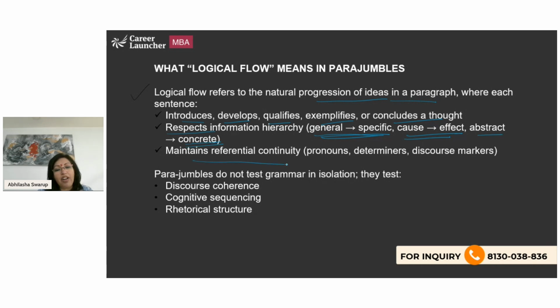You remember to maintain referential continuity. What do I mean by referential continuity? That means a pronoun will refer to a noun prior to it. Determiners will refer to certain things. Discourse markers such as conjunctions will connect one idea with another. So do make sure that you're understanding your logical flow. This will help you in your parajumbles, odd sentence parajumbles, as well as in your sentence placement questions. Remember, parajumbles do not test grammar in isolation. They do test your discourse coherence, cognitive sequencing, and rhetorical structure in a passage.